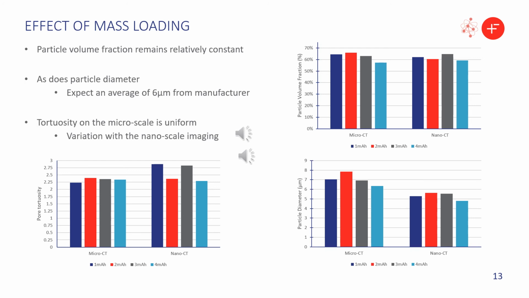However, although small variations are present, on the whole, each electrode has a similar tortuosity, and therefore it would be expected that any mass transport limitations are due to the increased thickness as opposed to a change in the microstructure.